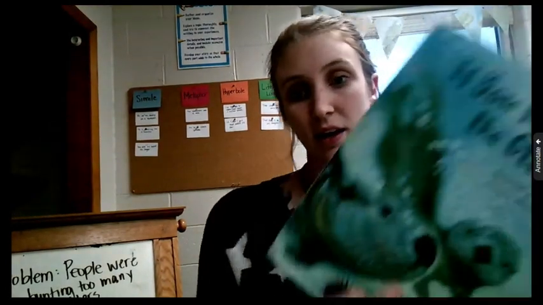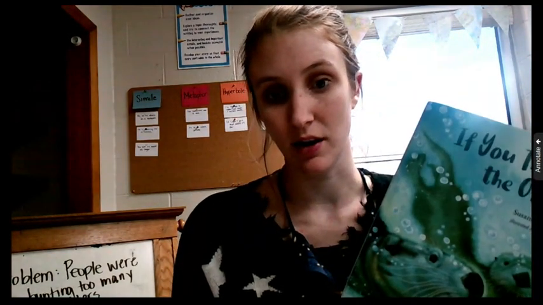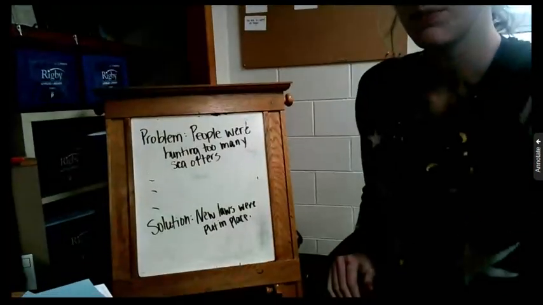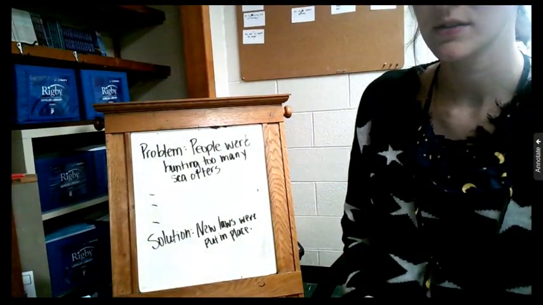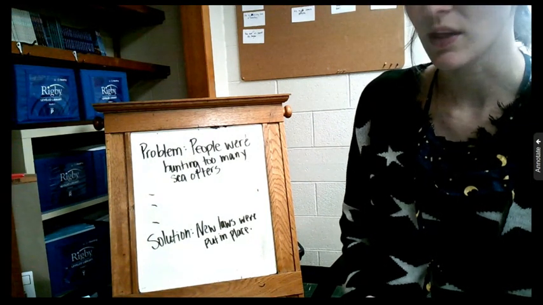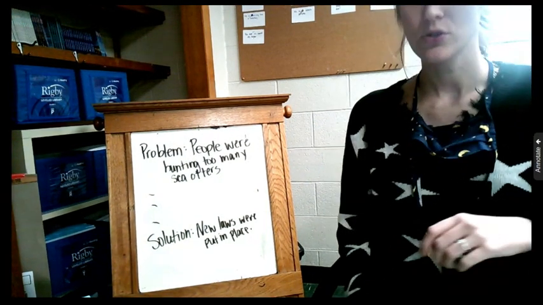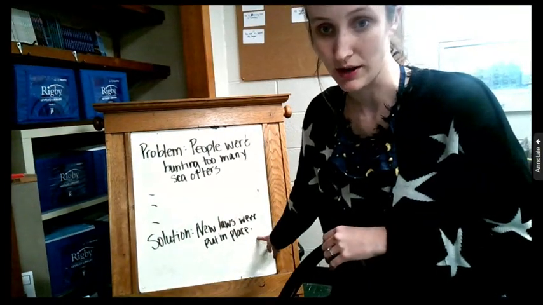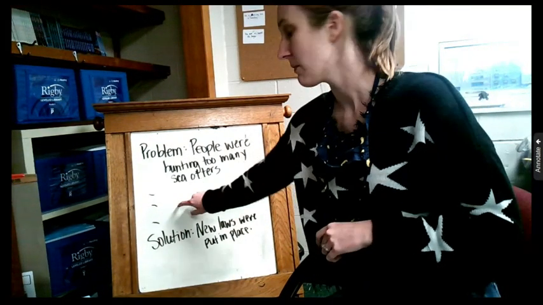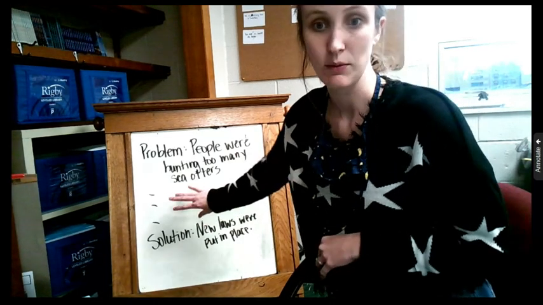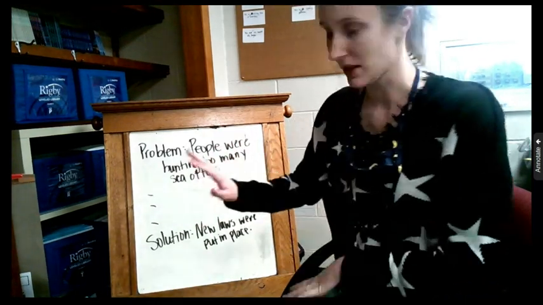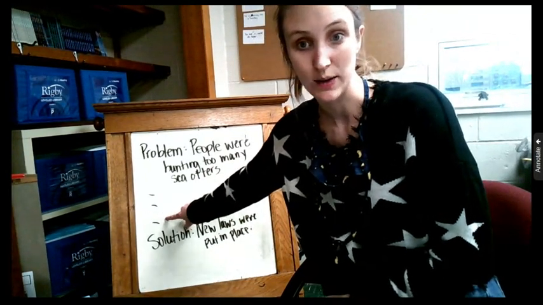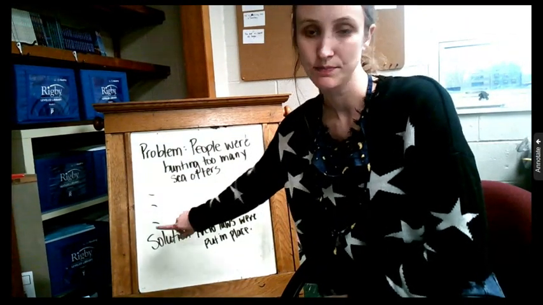So I read this story to you, If You Take Away the Otter. And we decided that the problem was people were hunting too many sea otters. And then the solution, the thing that fixed that, was new laws were put in place. There was more to the story after the solution, right? And there was stuff in between here that we didn't necessarily write down. We were just like, okay, let's find the problem, let's find the solution. We wrote that down. But there was stuff that happened in between that we could use to help us summarize.